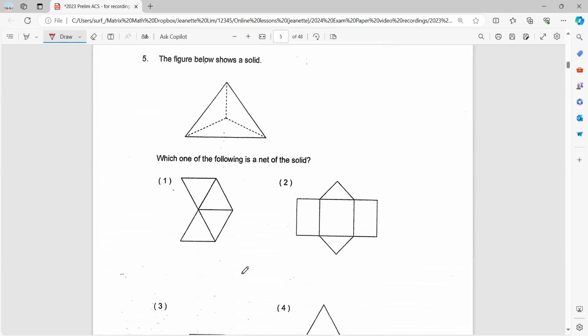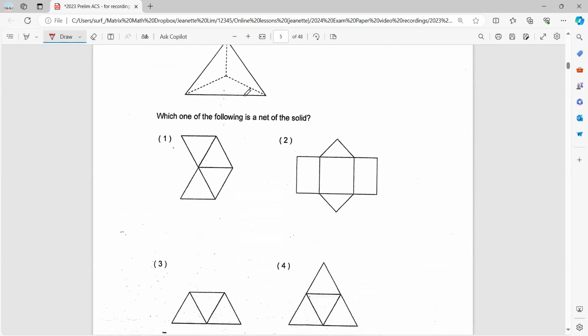Question 5, which of the following is a net of the solid? So we have a pyramid here with a triangular base. So let's eliminate which one is out. Triangular base, so this one has a rectangular base, so out.